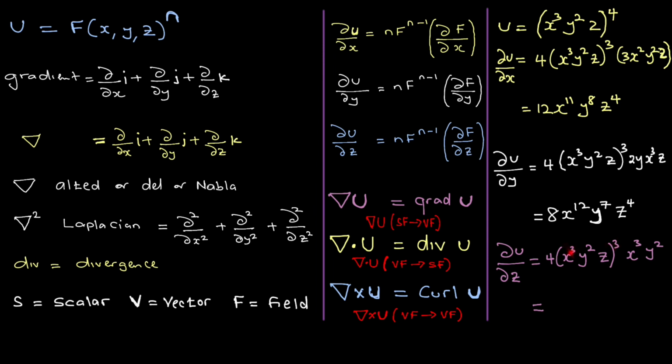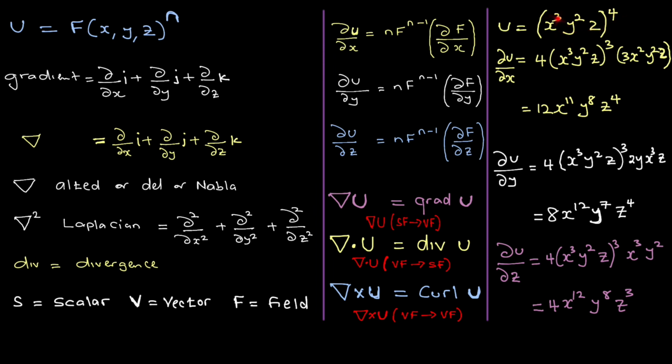3 times 3, 9. 9 plus 3, 12. That's 4 times 1. That's 4. X to the power 12. 3 times 2, 6. Plus 2, 8. Y to the power 8. 3 times 1, 3. And there's no other z. So z cubed. You could have differentiated straight away from here.